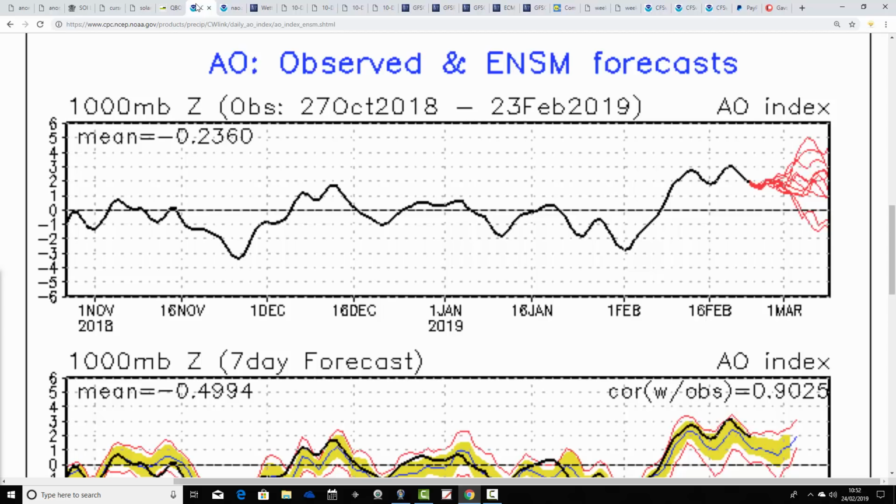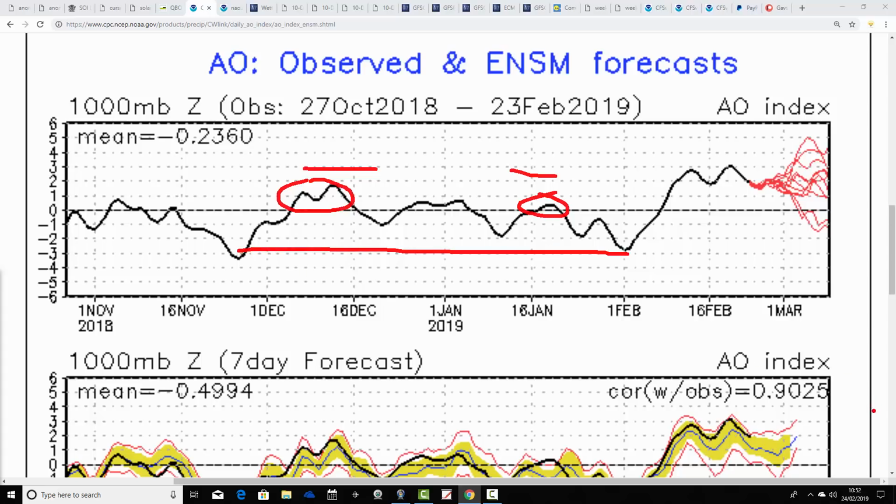Arctic oscillation observed and forecast chart is looking like this. So the black line tells where we've been with the Arctic oscillation. Red lines at the end are where the GFS ensembles are forecasting the Arctic oscillation to go. Up to around the 1st of February, this winter was a negative AO winter generally. We did have a few short periods of positivity of the Arctic oscillation, but overall up to around the 1st of February this was a negative Arctic oscillation winter.